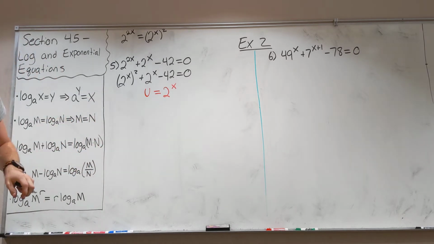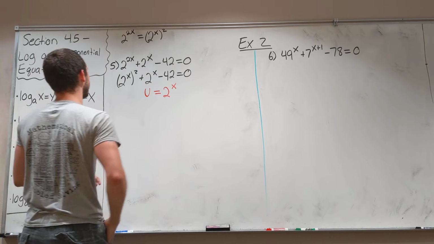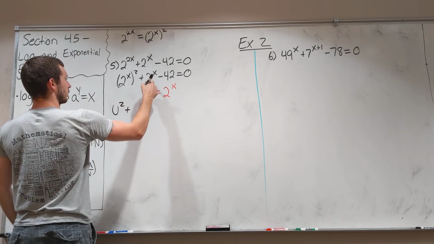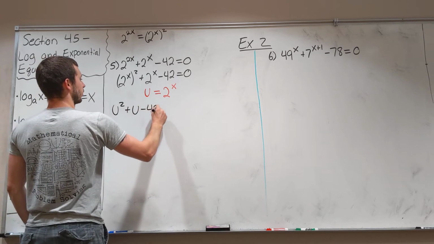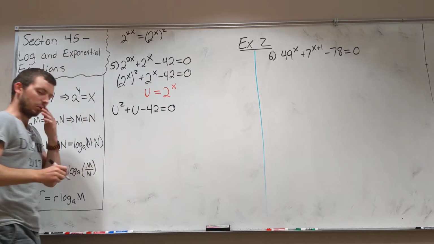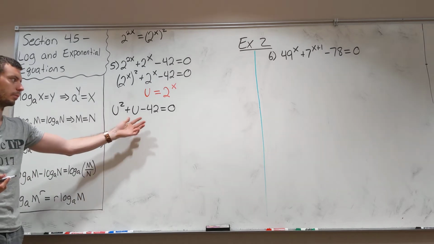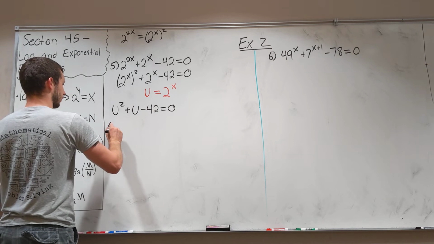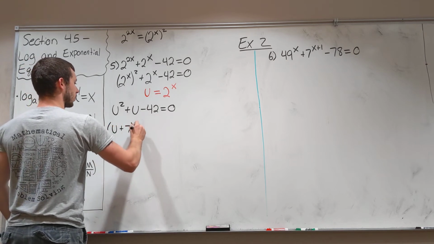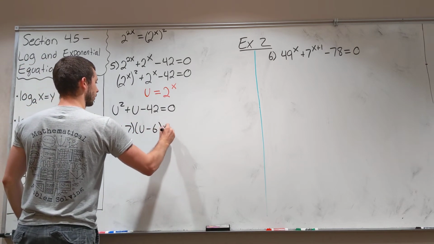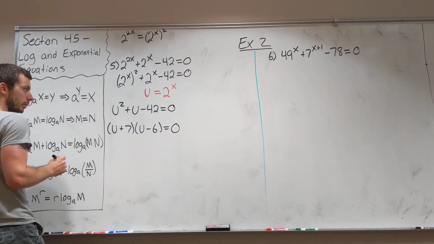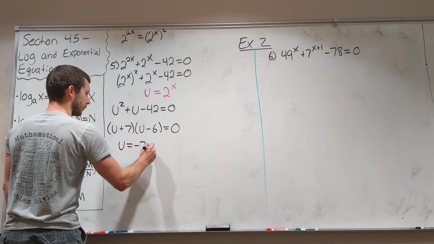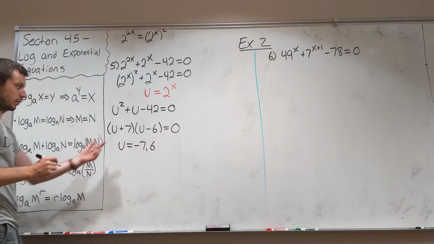And so when we replace each one of these with u, so now it's u squared plus u minus 42 is equal to 0. Well, fortunately, we have a fairly tolerable quadratic we can go ahead and factor. Seems to be u plus 7, u minus 6 is equal to 0. And from here, we see that u would be negative 7 and positive 6 from each factor.